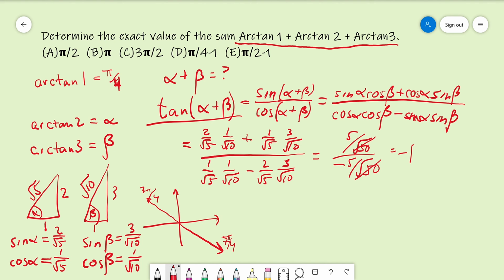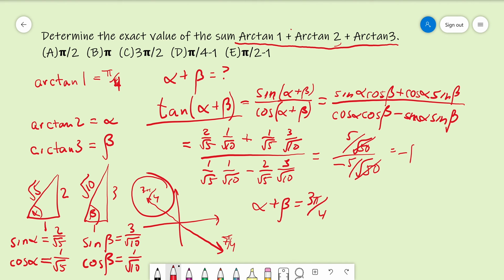Well, since we know that alpha and beta are each between 0 and pi over 2, because arctangent is between negative pi over 2 and pi over 2. So if you're taking the arctangent of a positive number, it's going to be between 0 and pi over 2. Then their sum cannot be more than pi. So from this we know that alpha plus beta is 3 pi over 4. Okay, so alpha plus beta is 3 pi over 4.